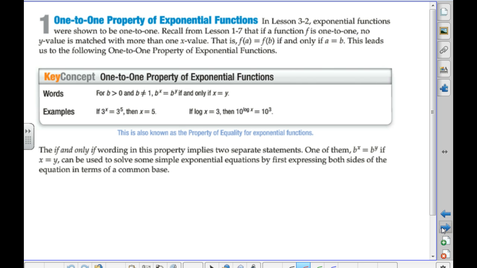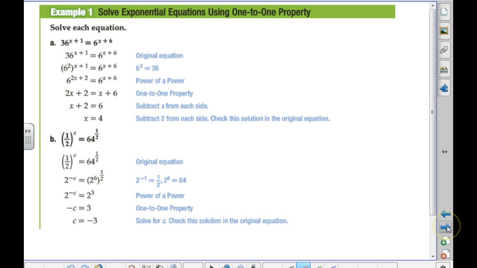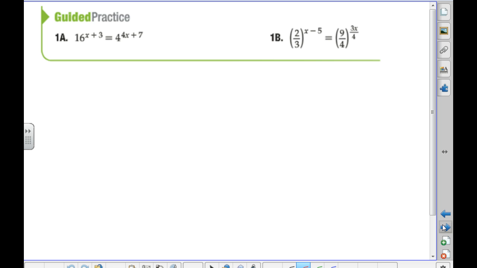This is the property I was talking about a minute ago that says you can get rid of the bases: if you have 3 to the x equals 3 to the 5th, then x has to equal 5. If you had log of 6 equals log of x, then x would have to equal 6, that kind of thing. Okay. They go through some examples, but this is actually a concept that we did not cover in the notes yet, because in our old book, it's in a different section, I think. We've done a couple of these, though.